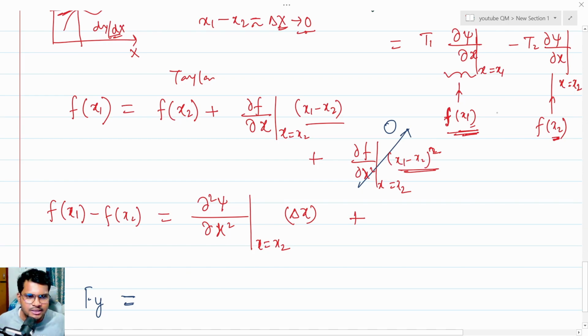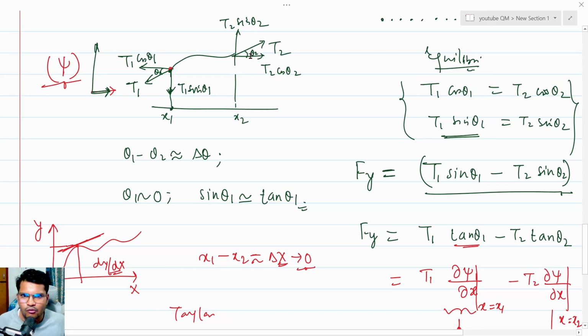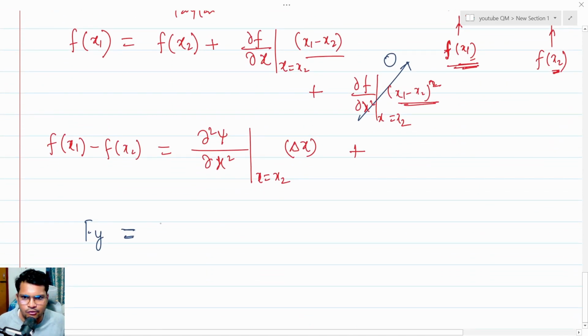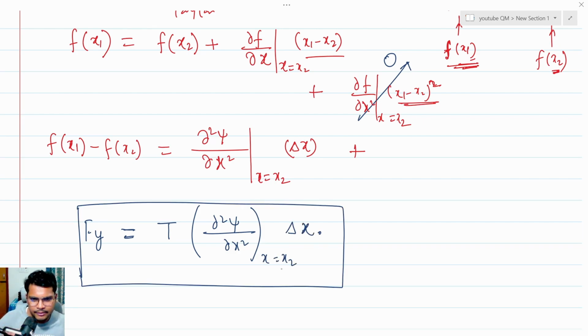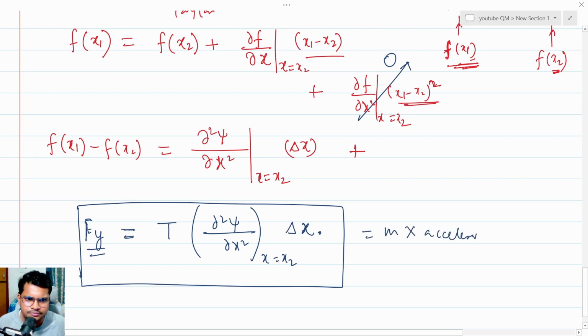The tension is basically the same, right? Over here, whatever tension is acting on it at T1 and T2, they have to be the same, and therefore it will be del 2 psi over del x square at x equal to x2 into delta x. Now this is the net force that is happening because of the disturbance we have given. Now we understand that this Fy is basically what? The mass times acceleration, right?